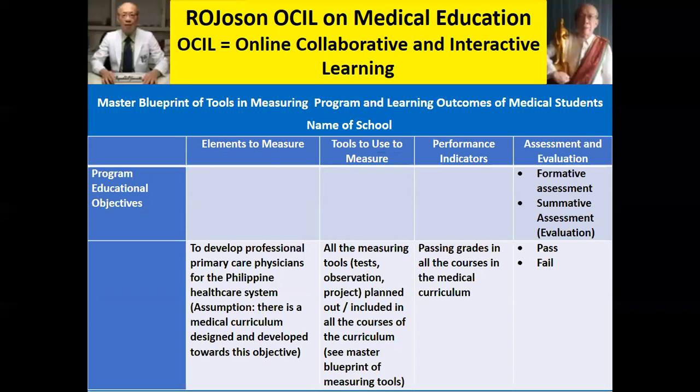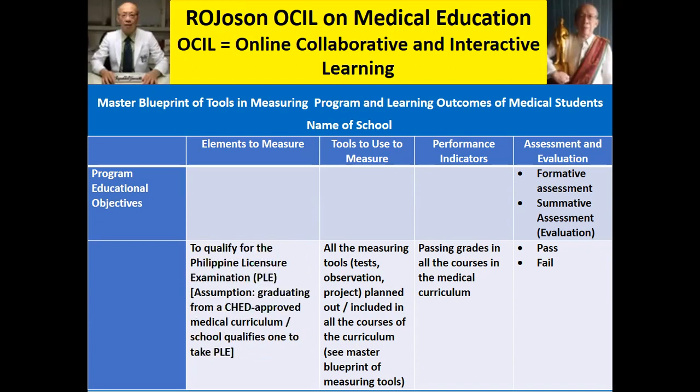So a sample is seen here: program educational objectives, elements to measure. So as stated in the CHED's guideline, to develop professional primary care physicians for the Philippine healthcare system. So the assumption here is that there is a medical curriculum designed and developed towards this objective. Tools to use to measure: all the measuring tools, the tests, observation, and projects planned out or included in all the courses of the curriculum. So we have to have the master blueprint of all the measuring tools. And then under performance indicators, the passing grades in all the courses in the medical curriculum should be indicated. And then for assessment and evaluation, indicate whether it's formative or summative evaluation, okay, whether it's pass or fail.